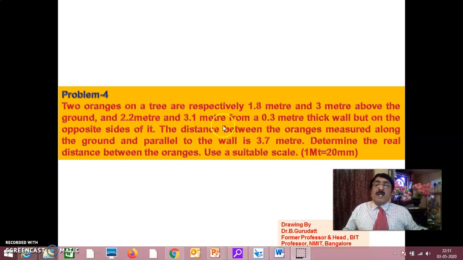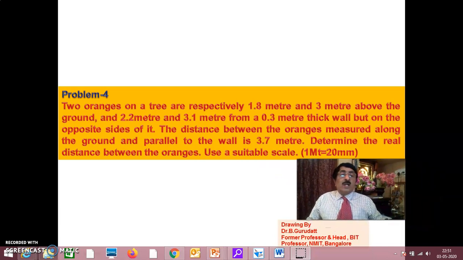Since this distance is parallel to VP, you can see both in the front view and top view. I'll show you that. The distance between these oranges measured along the ground and parallel to the wall is 3.7 meters. Determine the real distance between the oranges. This is a standard examination problem. So many times students are asked, and unless you really know, you can't do such problems.